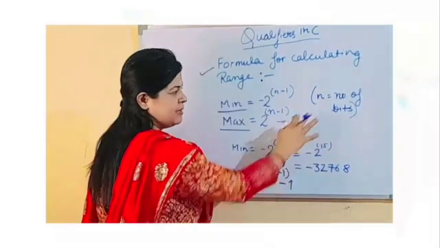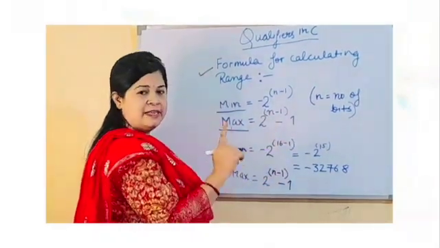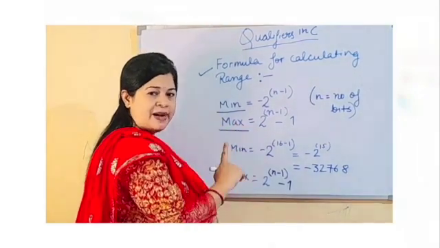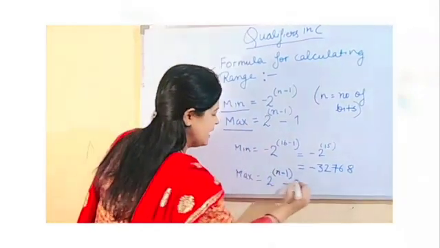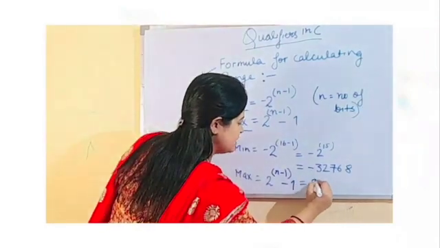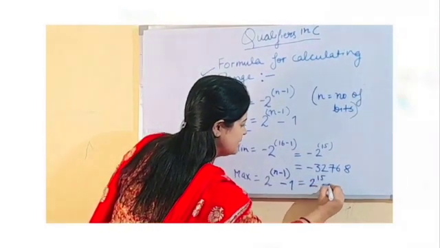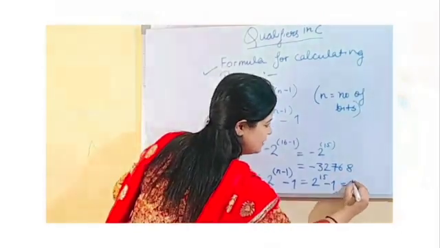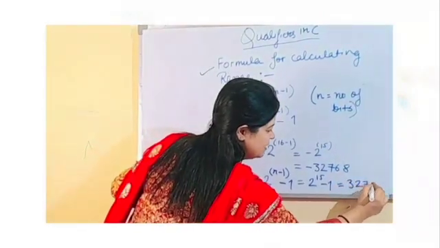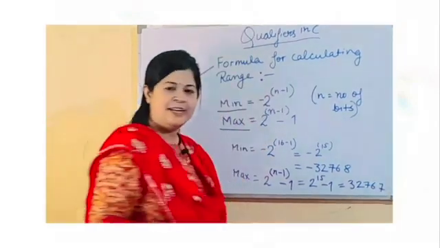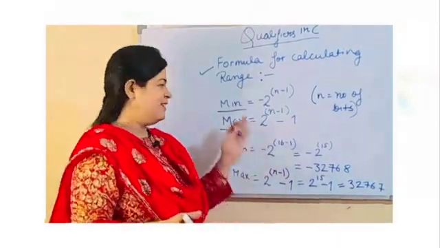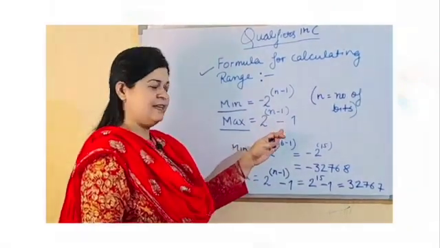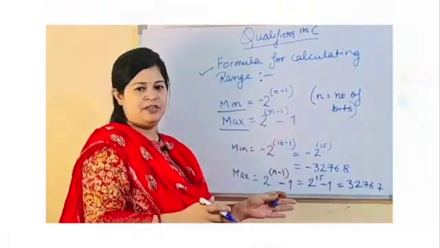So here n is the number of bits. I told you int is 2 bytes. So 1 byte equals 8 bits, 2 bytes equals 16 bits. That's why it equals 2 raised to power 16 minus 1, that is 15, minus 1. 2 raised to power 15 is 32768, minus 1. Hence the maximum is 32767. So it is very much easier by this formula to calculate the range of the data type with the help of the size of the data type.